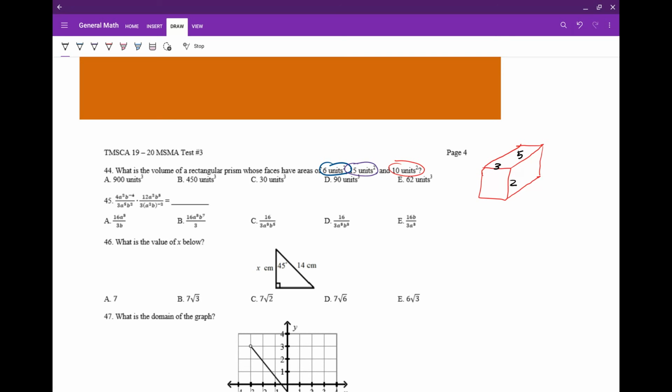And now we have the length, width, and depth of this rectangular prism. And you can confirm that this front face is 6 units squared: 3 times 2. So now we have the length, the width, and the depth of the rectangular prism. So the volume would just be 3 times 2 times 5, which is 6 times 5, and that's equal to 30. So question 44 is C. It's 30 units.